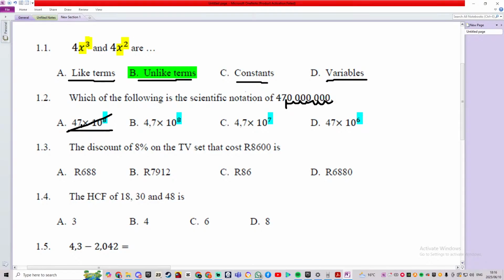Now we can have a look at option B. The decimal point is just after the 7 if you move it from right to left. So we move it 1, 2, 3, 4, 5, 6, 7, 8. We moved it 8 times to that exact same position, and we see that the exponent there is 8 as well. So we can conclude that B, in fact, is the correct answer.